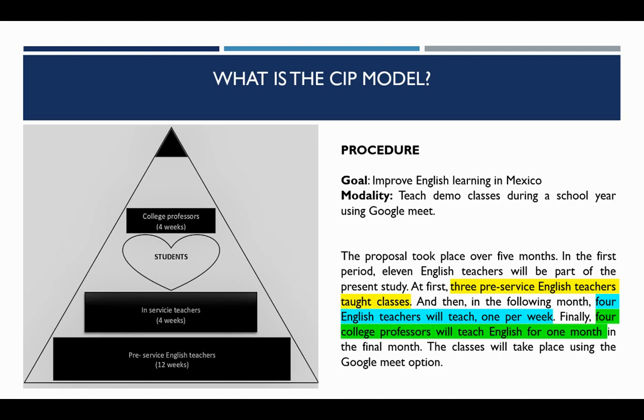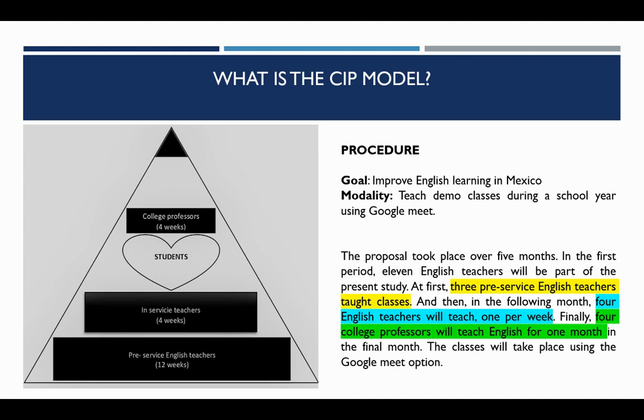What I refer to as pre-service English teachers are undergraduate students who are still studying at a faculty, concluding their courses to obtain a BA as English teachers. They'll be teaching 12 weeks, which makes it specifically 3 months. Moving on, we have in-service teachers.